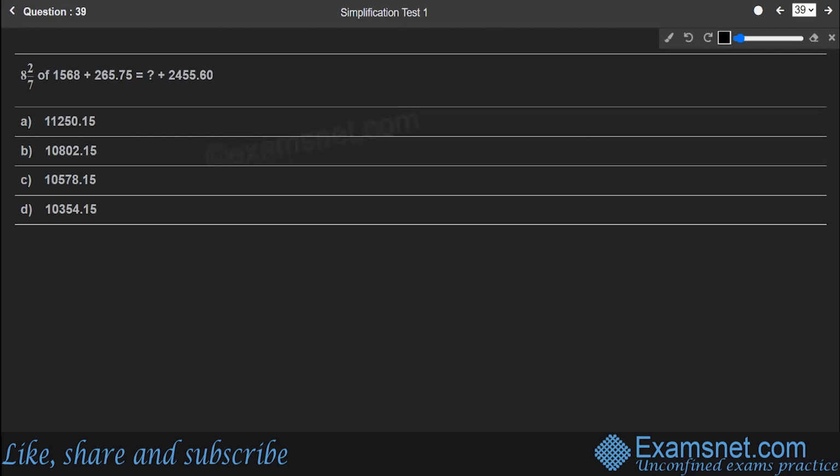Now, let us have the next question. 8 2/7 of 1568 plus 265.75 is equal to question mark plus 2455.60. That is the question given to us. So let us just try to solve this.